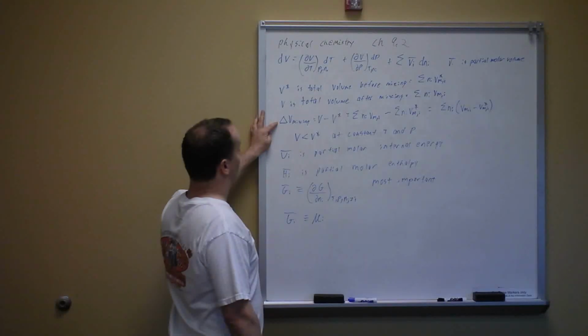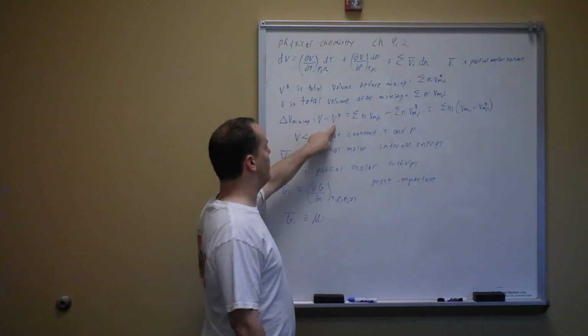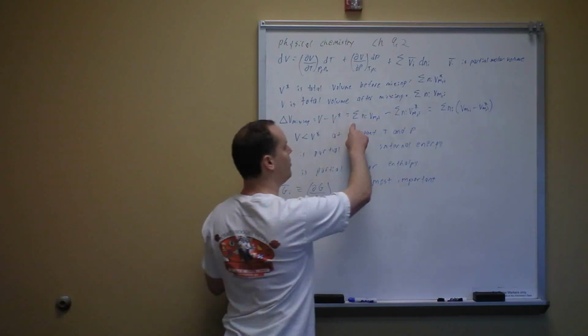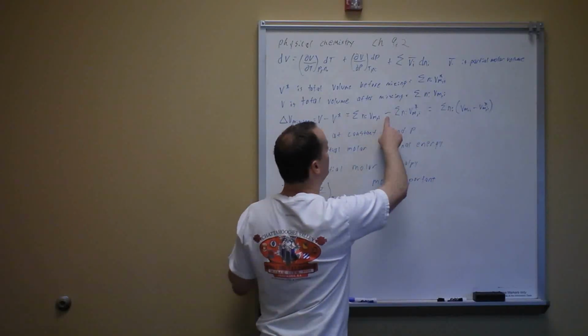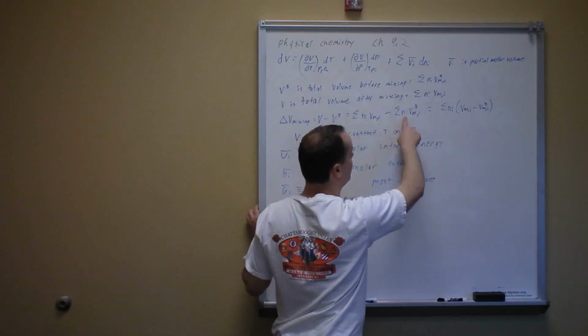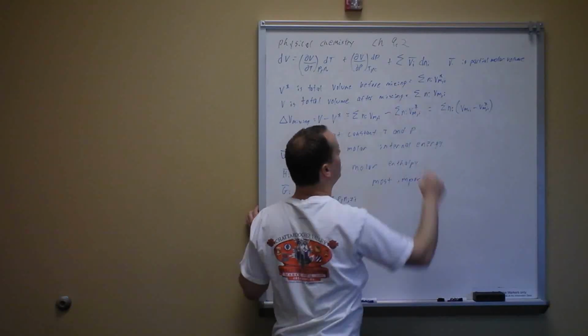Now, then the change in the volume from mixing is just going to be equal to V minus V star. So we'll just subtract those two sums. The sum of the number of molecules times the molar volume of I, minus the sum of Ni, the number of molecules of substance I, times the molar volume of I unmixed.